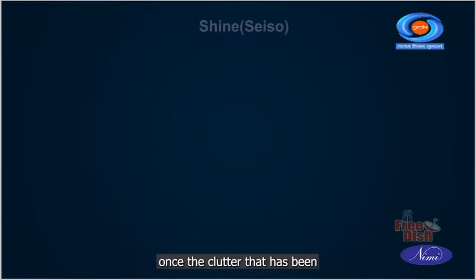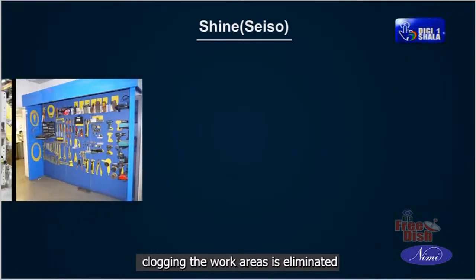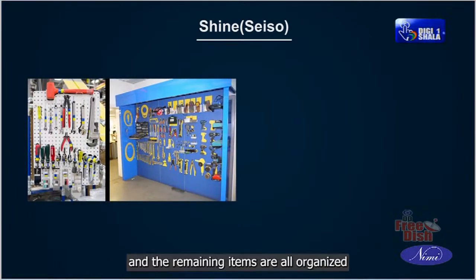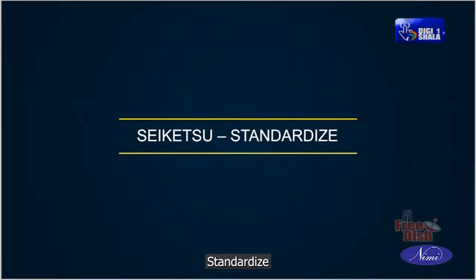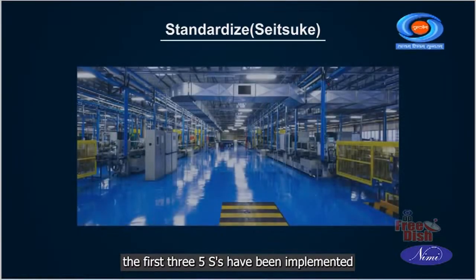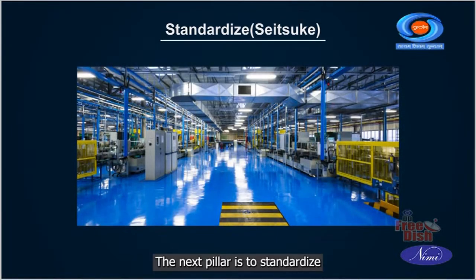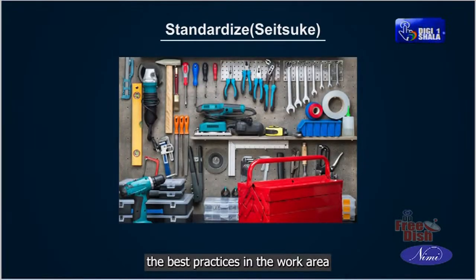Shine. Once the clutter that has been clogging the work areas is eliminated and remaining items are organized, the next step is to thoroughly clean the work area. Standardize. Once the first 3 S's have been implemented, the next pillar is to standardize the best practices in the work area.